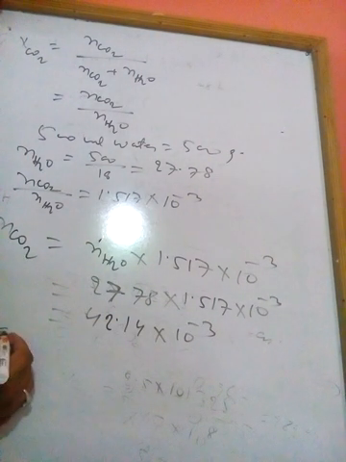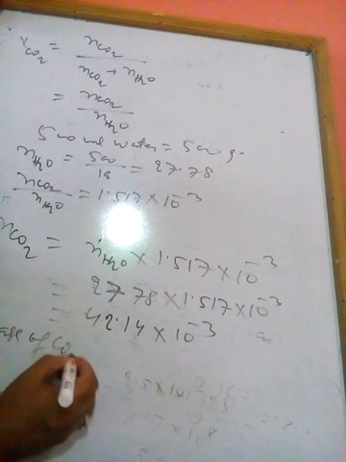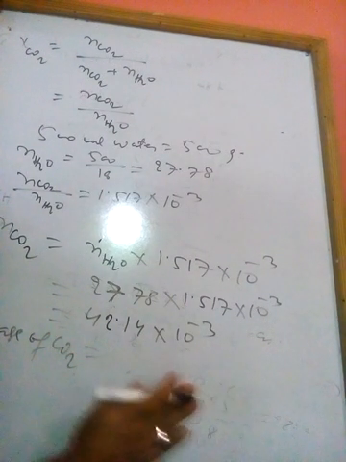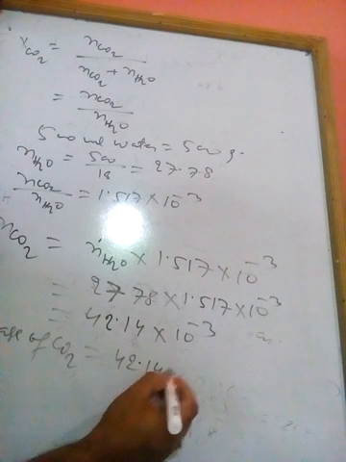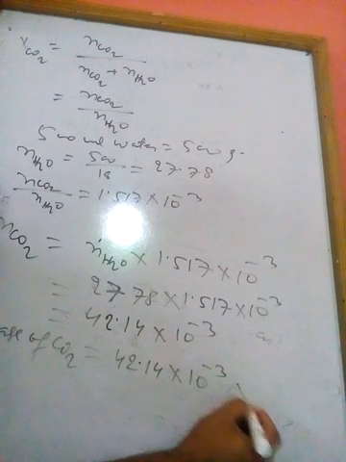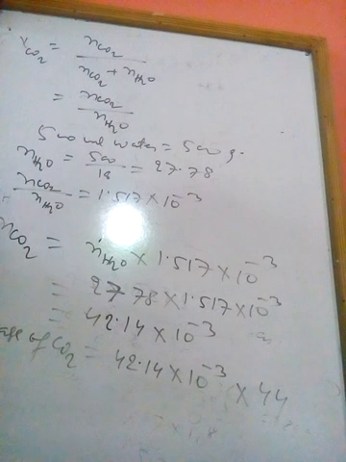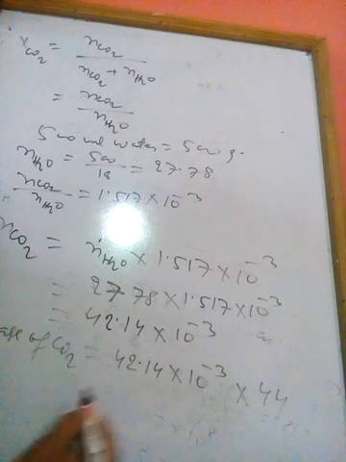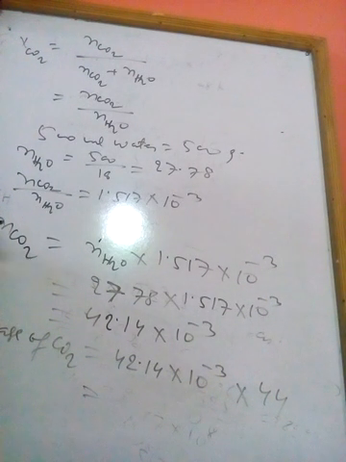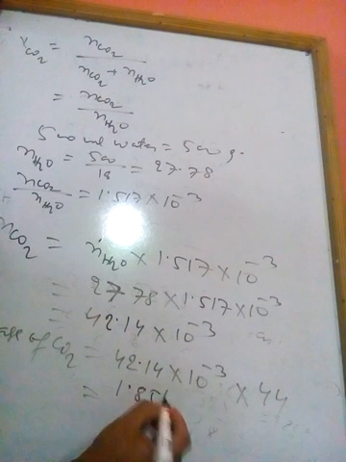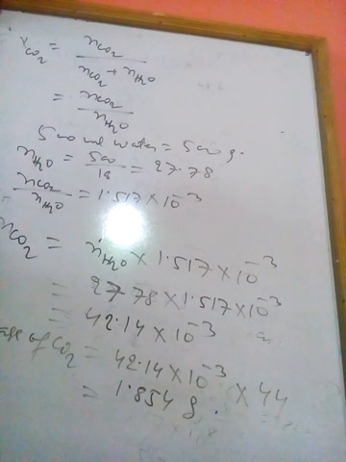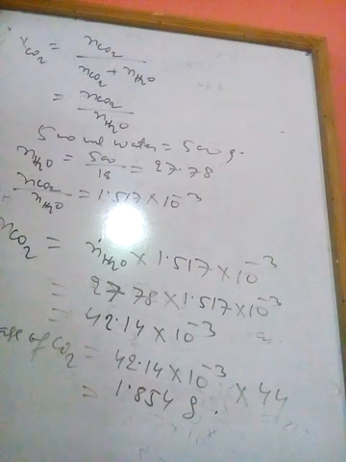And now we have to calculate the mass of CO2, and as we all know, the molar mass of CO2 is 44, so it is multiplied by 44 gram per mole, because it is the molar mass of CO2, and the moles that we have got, 42 into 10 to the power minus 3. So the mass of CO2 would be 1.854 gram. So this is the solution of that question.